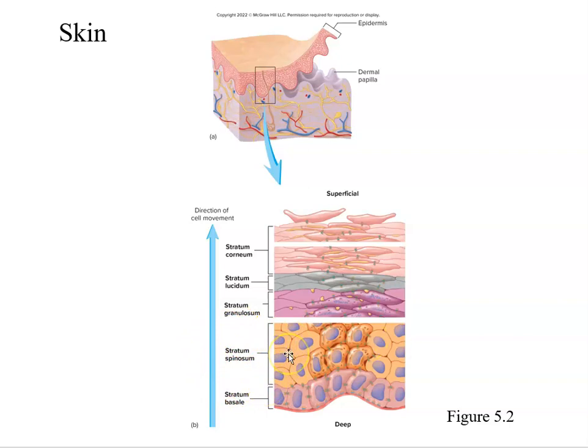Here the cells are still living, still somewhat can be dividing, but they're slowing down a bit. Stratum granulosum is about 3 to 5 cell layers thick that forms the dividing line between living cells below it and dead cells above it. So here the cells start to fill up with granules of a protein called keratin, and they start to flatten out. The stratum lucidum we'll sometimes see.